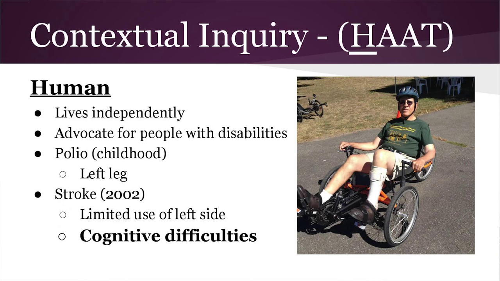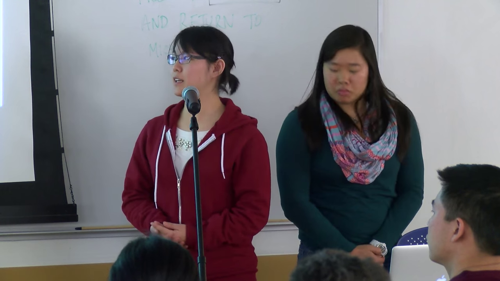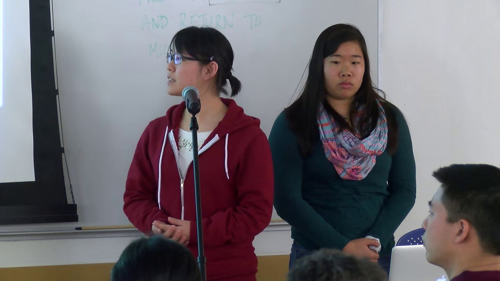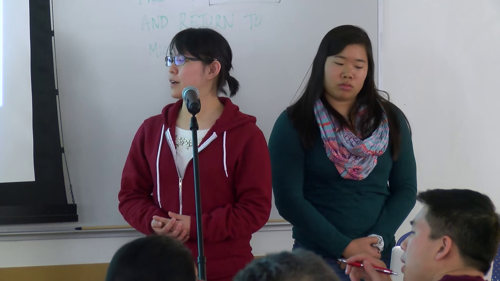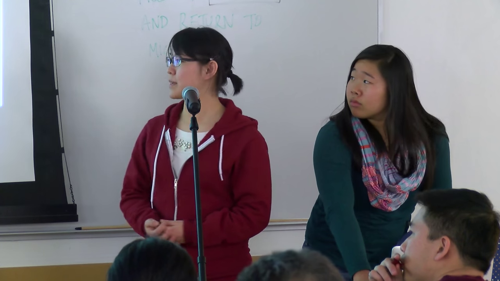A little bit of background about Dawn. He lives independently and he's very active and an advocate for people with disabilities. So he goes out to meetings all the time to speak at them. During his childhood, he contracted polio, which affected his left leg. And back in 2002, he had a stroke, and this limited the use of the left side of his body. And also, as a result, he has cognitive difficulties, which is what we focused on for our project during this semester.